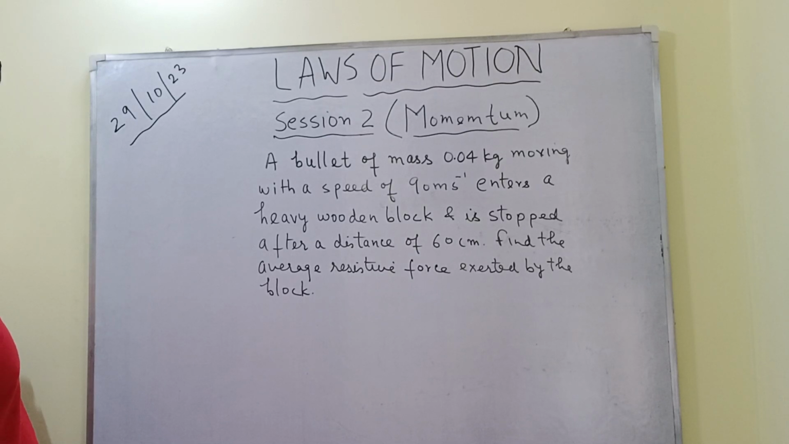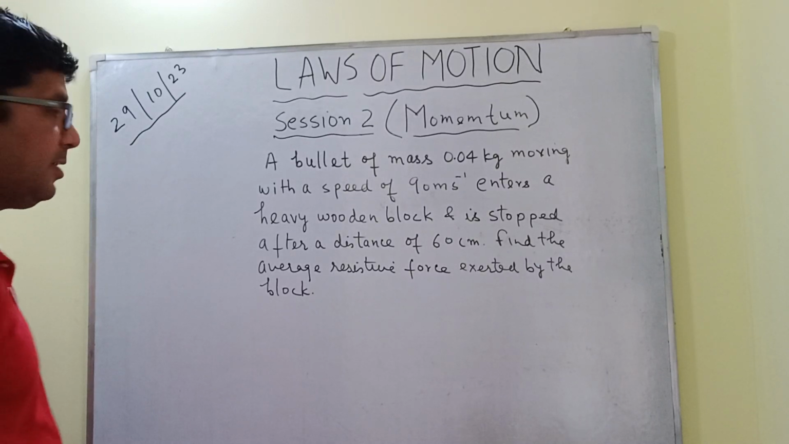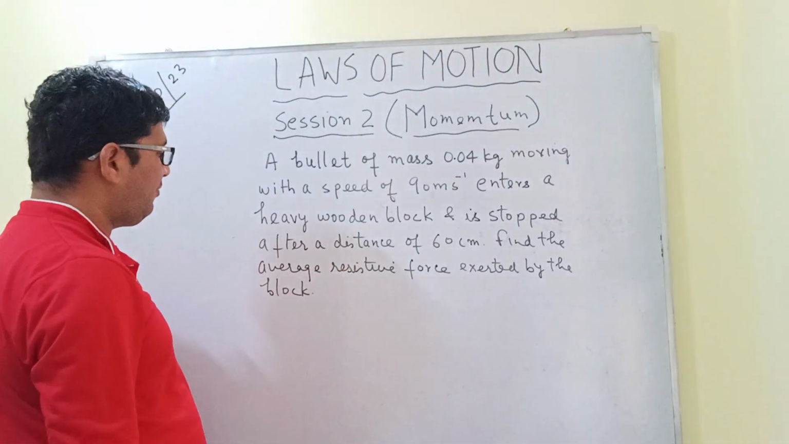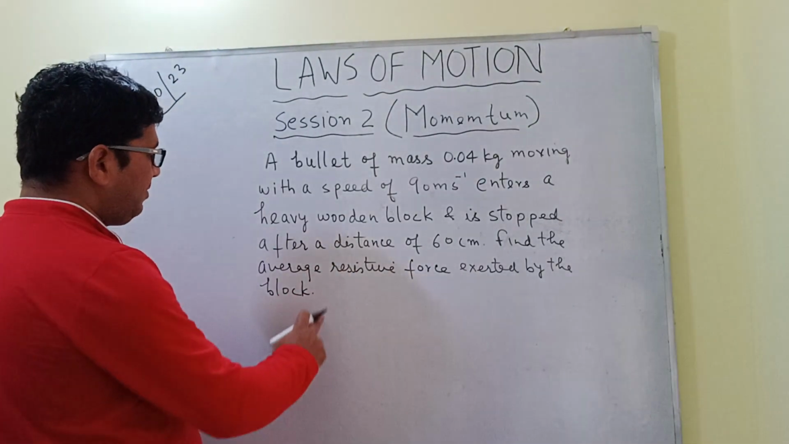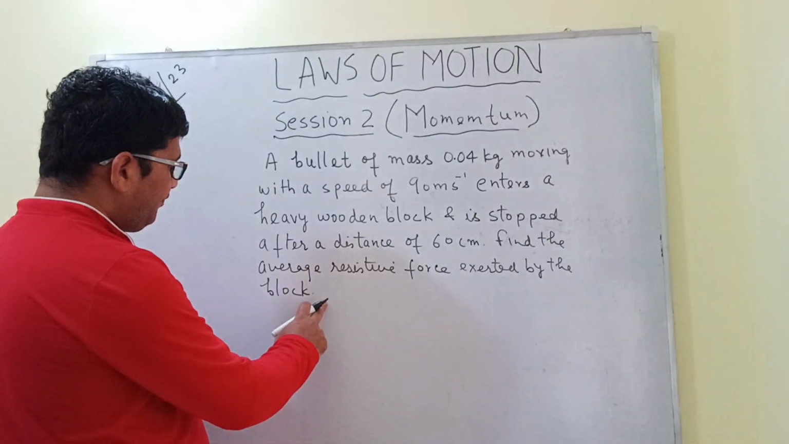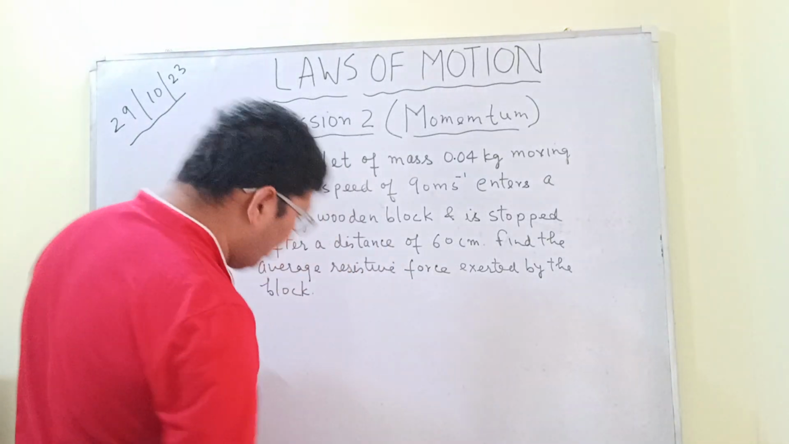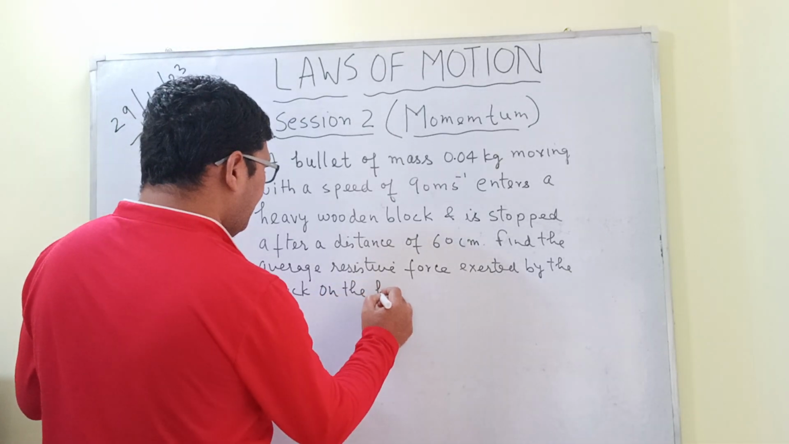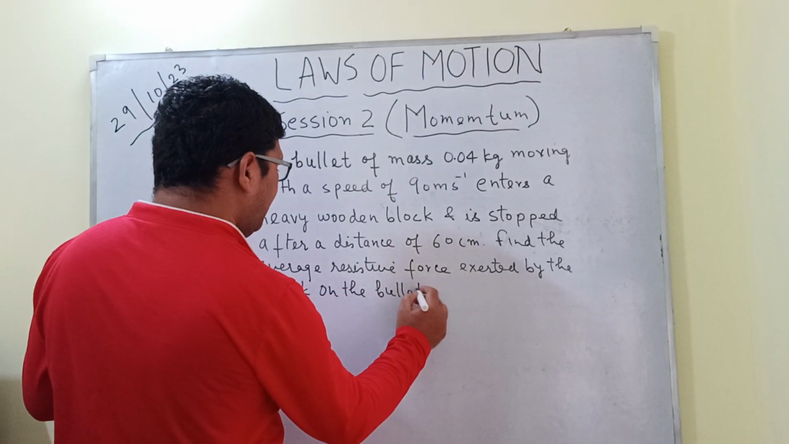So now this is a question which I have taken in this session with regards to what we have discussed in session number 2 and session number 1. Here we have to find the average resistive force exerted by the block on the bullet. ठीक है? यह हमें निकालना है.